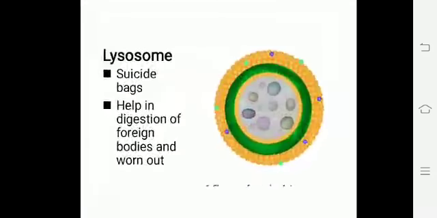The next one, lysosome. What is the structure of the lysosome? If you see here, they are membrane-bounded sacs. They contain many digestive enzymes. Then what is the work of the lysosome? It helps to digest old and worn-out cells as well as organelles. Sometimes it helps to clean the cell. We can say it cleans.